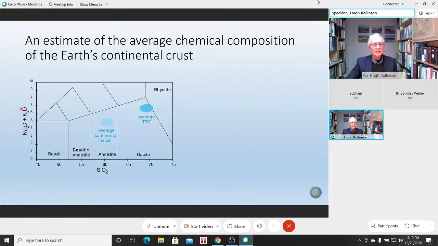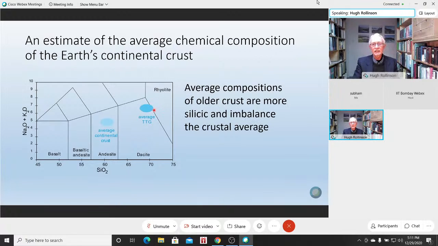So if we go back to our alkali silica diagram and look at the field of average continental crust today, we need to also consider the composition of crust from the very early Earth, because we find that this darker blue patch here, entitled average TTG, I'll come on to explain that term in a moment, we find that the average compositions of older crust are much more silicic than the crustal average which we have today. And because of this, they imbalance the crustal average.